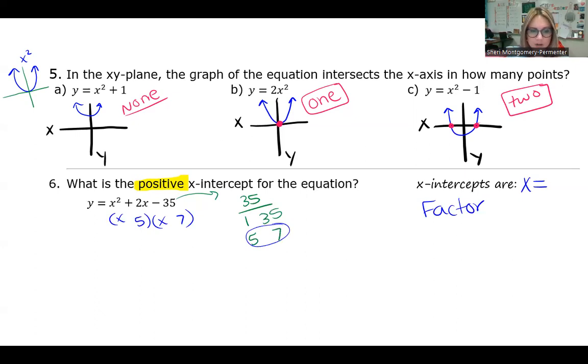When I look at my middle term, it is positive. So my bigger number, which is this 7, needs to be positive.